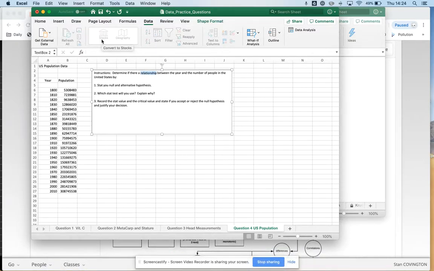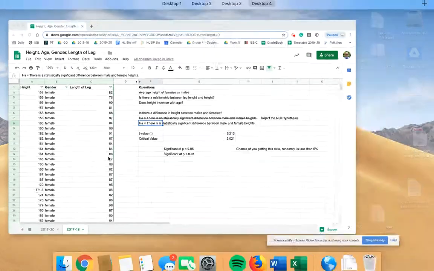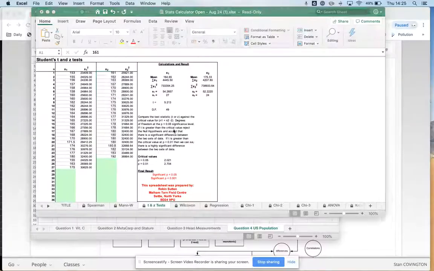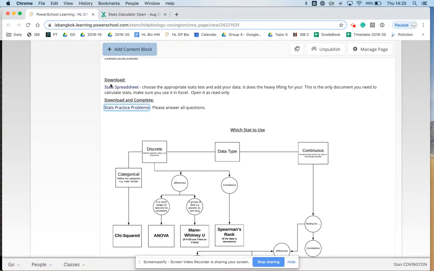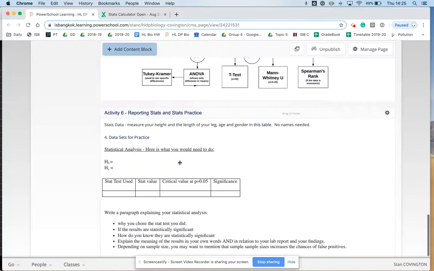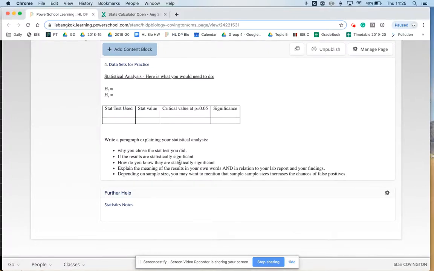So what I'd like you to do is work through each of these problems using this stats calculator, okay? And we'll have time to go over them in class if you have any questions. And again, try your best. Don't expect you to understand this perfectly now, but we'll be doing lots more lab reports where you'll get to practice some of this stuff, okay?